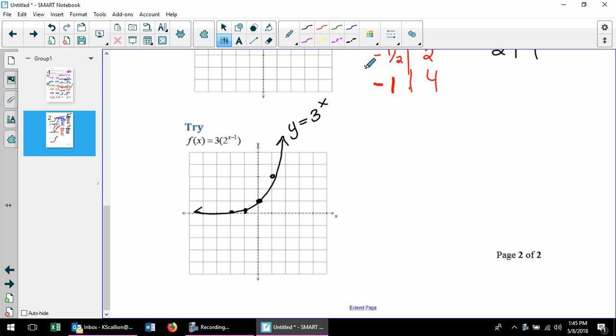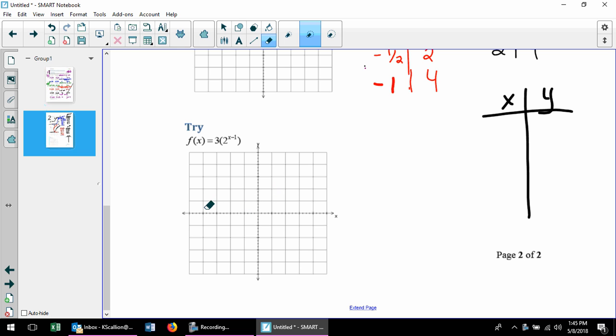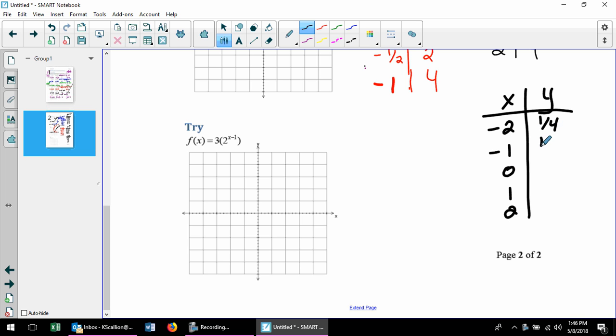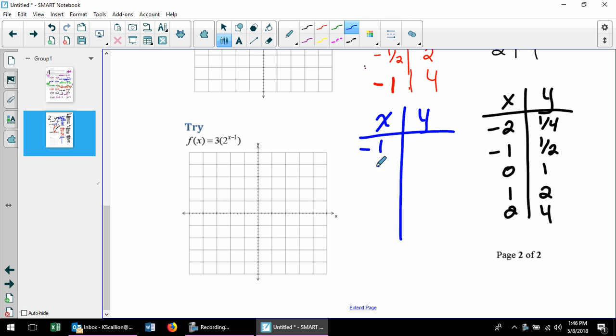Maybe, David, you're right. Maybe I need to put my table of values. Oh, see? This is why I need you guys. Very important. So -2, -1, 0, 1, 2. So I'm going to have positive 1/4, 1/2, 1, 2, 4. I'm going to go to blue again. So the x's, I'm adding 1. So this is going to be -1, 0, 1, 2, and 3. That was easy. For my y's, I am multiplying them by 3. So 3/4, 3/2, 3, 6, 12.